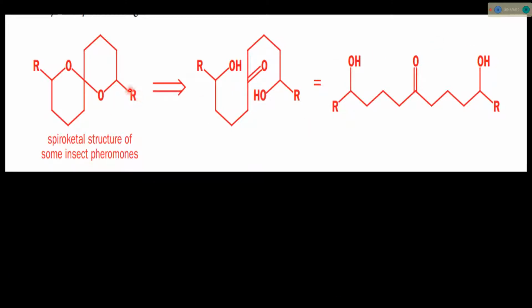So if R is different, then this compound is an insect pheromone. Just changing the R value means the R is a different substituent. This kind of spiroketal is an insect pheromone. So let's see the discussion.